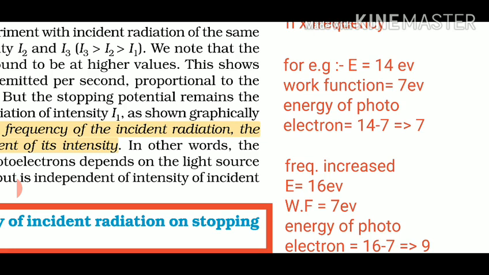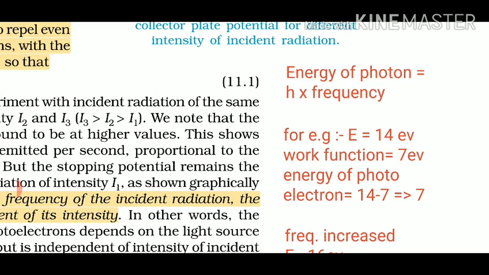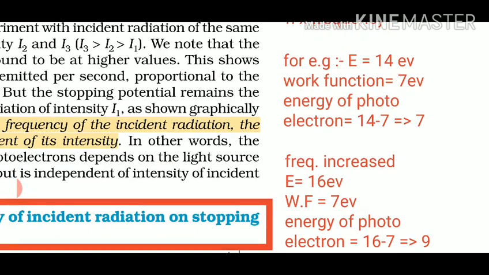Now let us suppose you have increased the frequency. What will happen? As I've told you, the energy of a photon is h into frequency, some constant into frequency. If you increase the frequency, the energy of the photon will increase, so the energy that you are providing to the metal is going to increase. Let us suppose it becomes 16 eV this time, but the work function will remain the same.